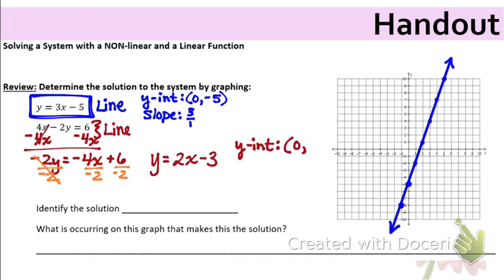So now that I have it in slope-intercept form, tell me what my y-intercept is. Negative 3. And what is my slope? 2, or 2 over 1. So down here at negative 3, really close to the other line, but not exactly in the same spot. Up 2 and right 1, up 2 and right 1, until I can't do that anymore. And then I want to take this backwards as well. Grab my straight edge and connect those dots.